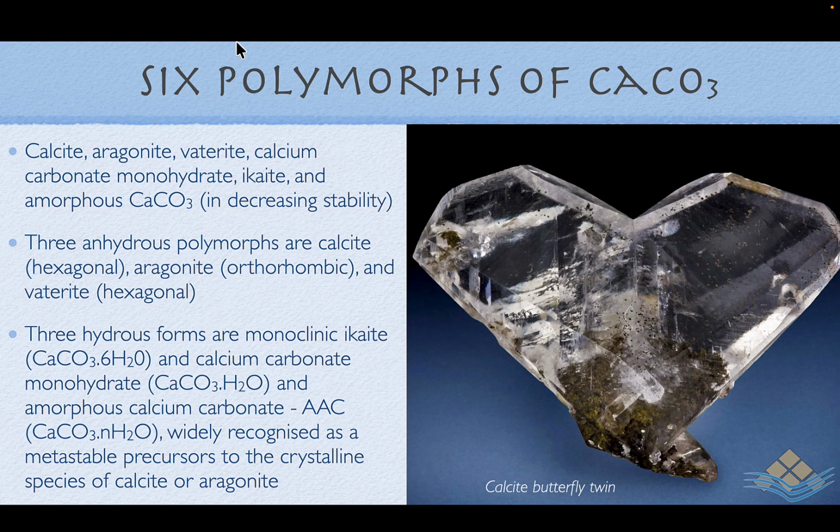The 3 anhydrous polymorphs are calcite, which has a hexagonal crystal structure, aragonite with an orthorhombic crystal structure, and vaterite, the least stable, with a hexagonal crystal structure. Then there are the hydrous forms of calcium carbonate.